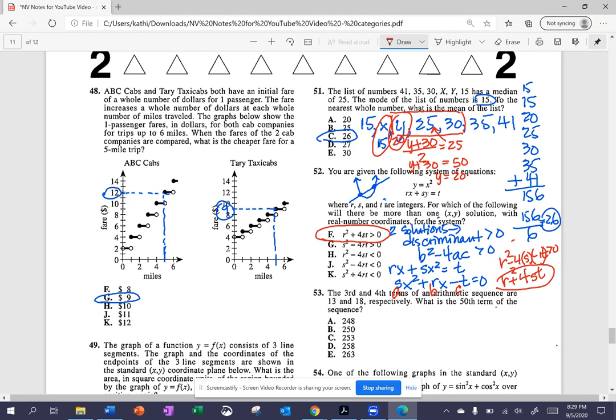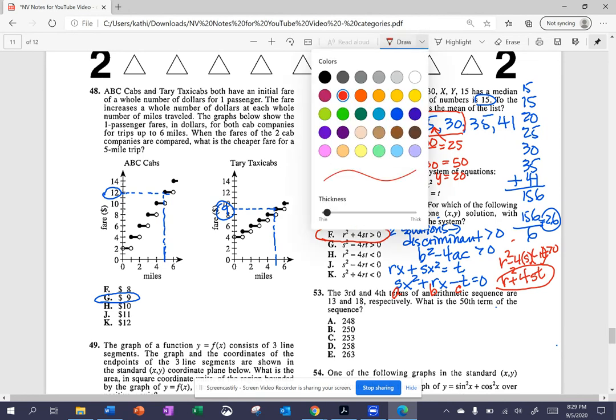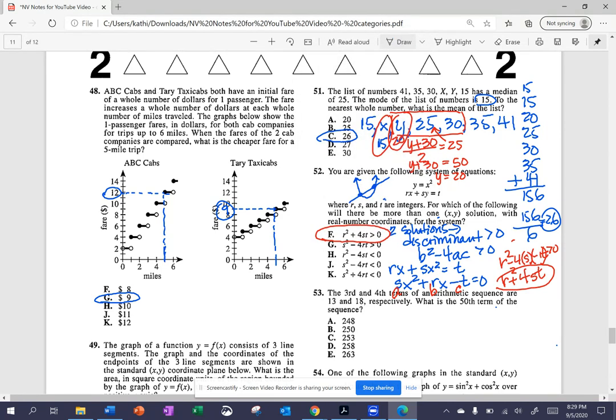We're almost done. 53. The third and fourth terms of an arithmetic sequence are 13 and 18 respectively. What is the 50th term of the sequence? Okay, so this is from Sequence and Series. And the formula that I need to know is my nth term: a sub n equals my first term, a sub 1, plus my common difference, d, times n minus 1.